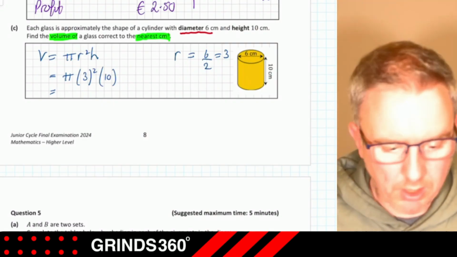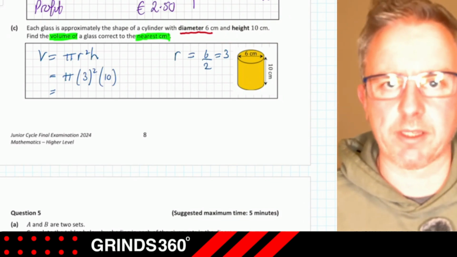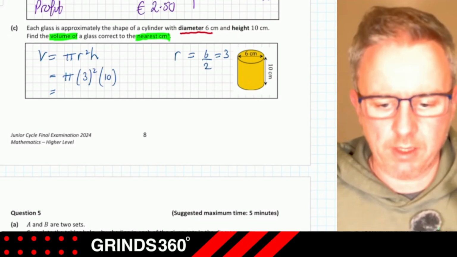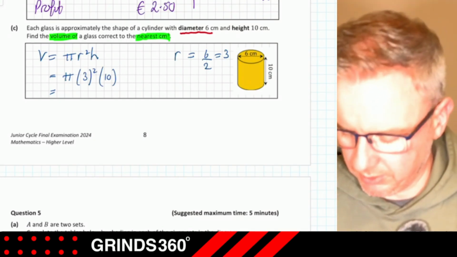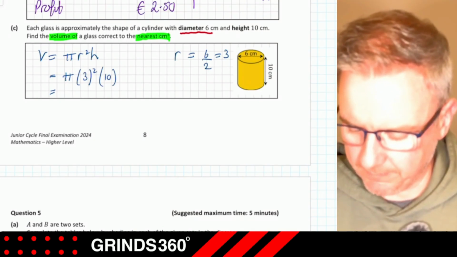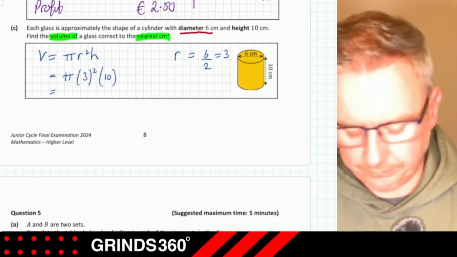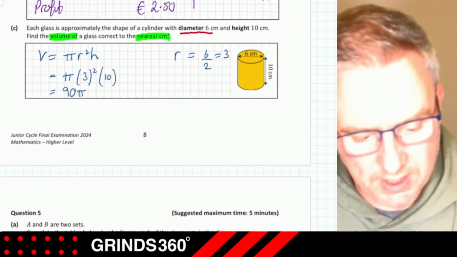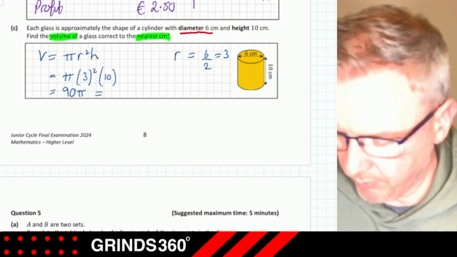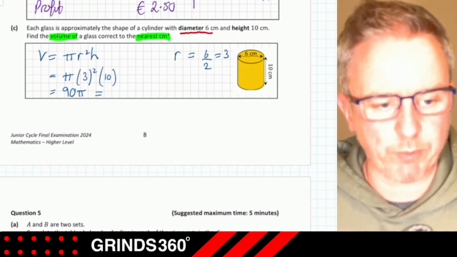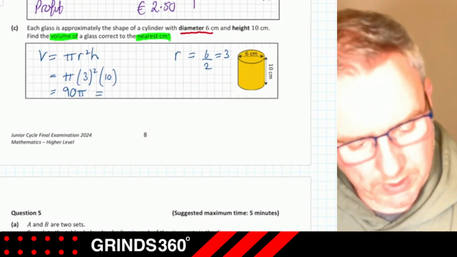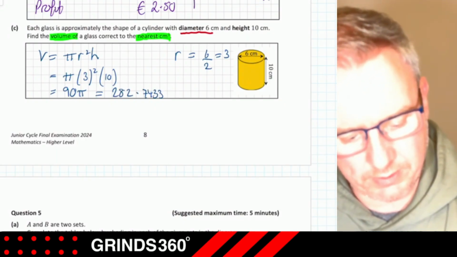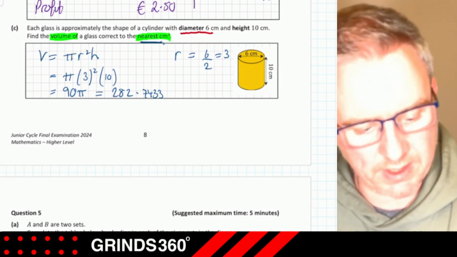Okay. Now again, you don't need to worry about having your units in until the very end. They haven't specified what you have to let pi equal to. So you're using the button on your calculator, okay? You're not rounding, you're not using 3.14. You are using the button here. So you have pi multiplied by the radius squared multiplied by 10. So when you key that into your calculator, you're going to get 90 pi, and then it doesn't say to give your answer in terms of pi, so we do need to press that little SD button, the format button. So that's going to come back in as 282.7433. Okay. Now, to the nearest centimeter cubed though.